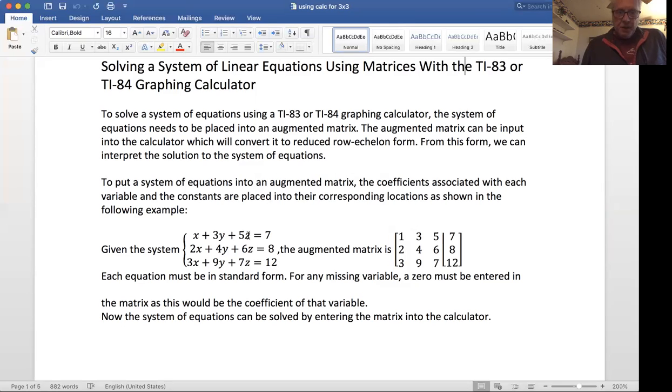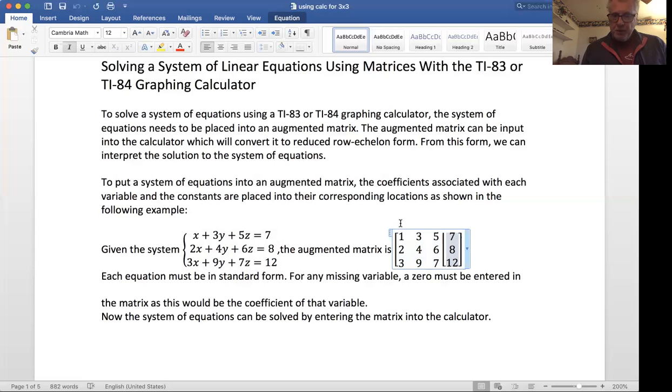So we're going to start off with the system of equations: x plus 3y plus 5z equals 7, 2x plus 4y plus 6z equals 8, and 3x plus 9y plus 7z equals 12. In augmented form, if we look at the very first row here, we have 1, 3, 5, and 7. Those are the coefficients for x, y, and z, and the result.